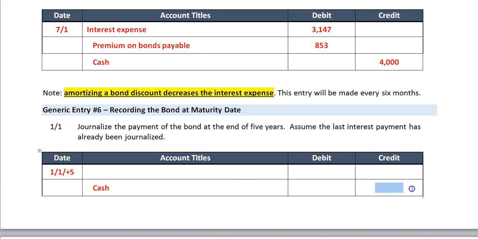The face value of $100,000, and we're going to take that bonds payable off of our books at face value. Again, it's already assumed that the last interest payment has been made.